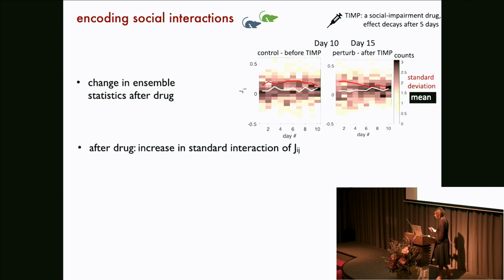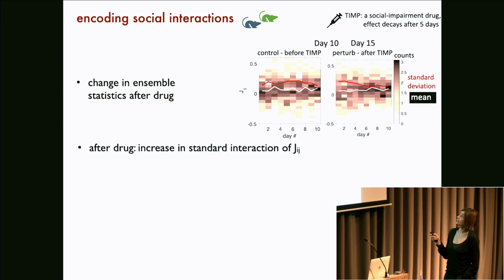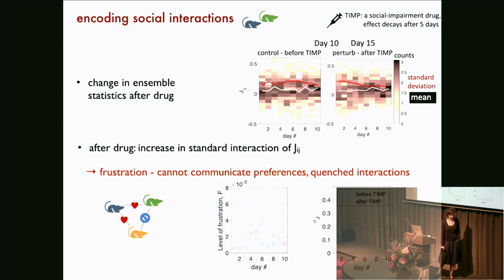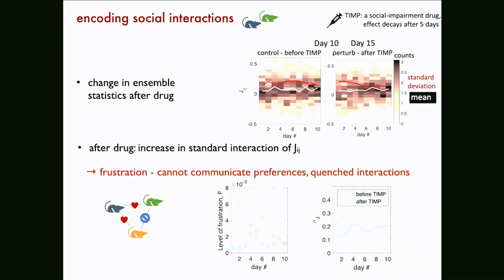So with our model and our approach, we can see a change in the interaction structure after the drug is administered, compared to after the drug wears off. Basically, the interaction is stronger before the drug. The variance of the interactions is increased when the drug is administered compared to when it's not and compared to when it goes away. And so we looked at it a little bit further and we found that it's not actually the value of the interactions that changes, it's really the standard deviation within the mouse horde.